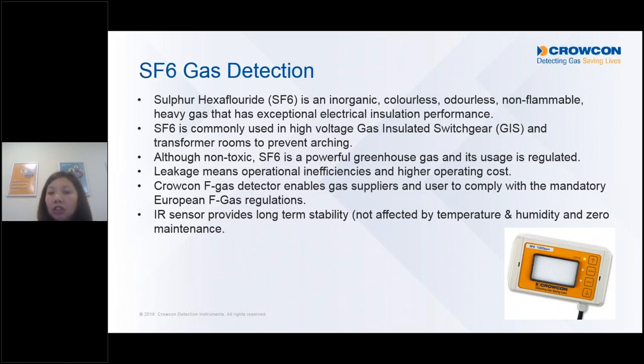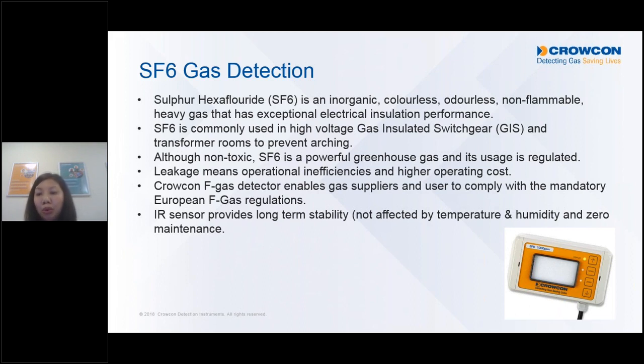The European F-gas regulation mandates that if you fill in X amount of F-gas, you need to record it down. You need to have people that are trained to handle F-gas to do refilling. All right. So what's common in the switchgear room is the SF6 detector.